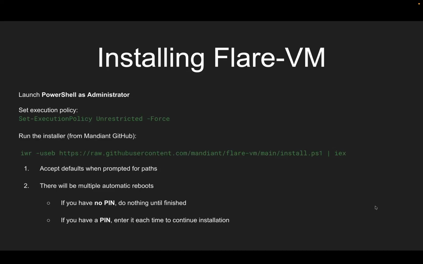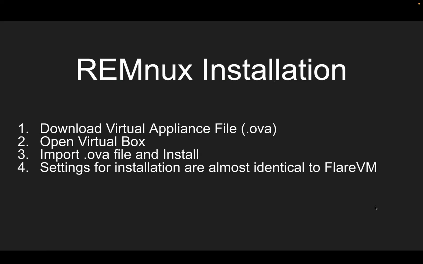The Remnux installation is very similar. You simply download the virtual appliance file, the .ova file, open VirtualBox, import this file, and the settings for installation will be almost identical to Flare VM. Note that this will be much faster than Flare VM, so that is convenient.